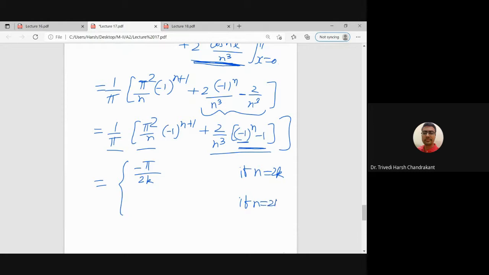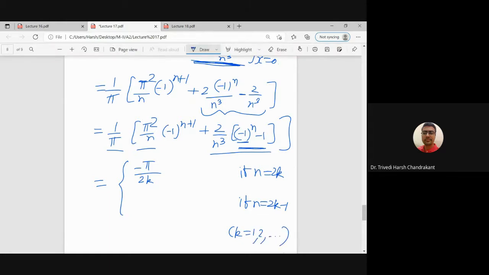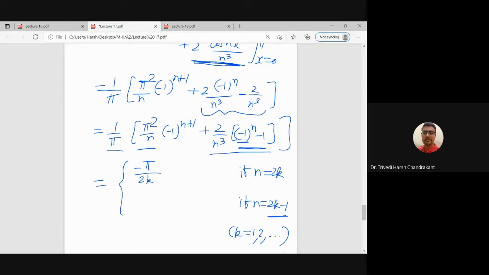Similarly, if it is an odd number, let us say it is 2k minus 1, where k is 1, 2, up to infinity. If k is 1, we start with 1, then for k equals 1 we get 2 here, then for k equals 2, 3 will come, and for k equals 2 we get 4 here. That way we can cover all values of n. For n equals 2k minus 1, this term will be minus 2 times 2 divided by n power 3, where n is 2k minus 1. So essentially we get pi divided by 2k minus 1 minus 4 divided by n cube. Alright, so depending on whether n is odd or even, we have got this formula.